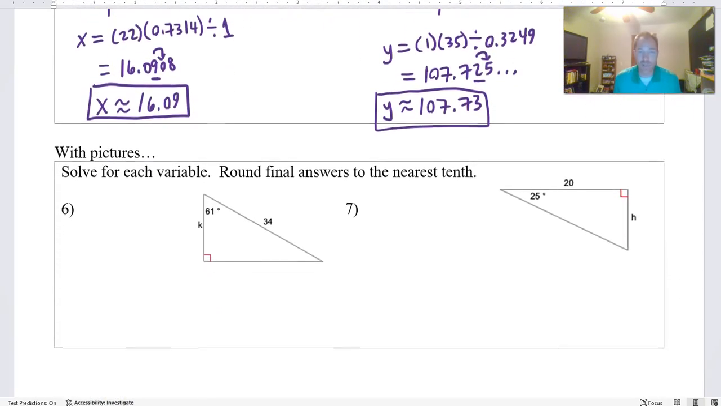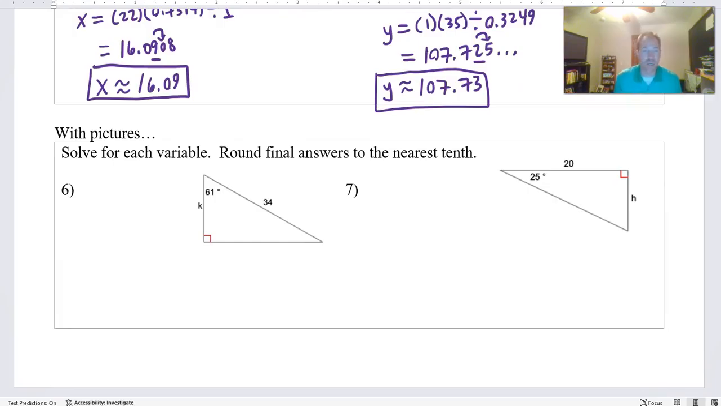So now we're going to solve for each variable and we're going to round. We've got rounding instructions. So first thing I'm going to do is I'm going to label all the sides here and I'm going to decide which function should I use. So should I do sine, cosine, or tangent for 61 degrees? Well, I know the hypotenuse is opposite the right angle. Down here, this is going to be the opposite leg to 61 degrees. I'm being lazy. I'm not writing leg, but keep in mind it's an opposite leg.